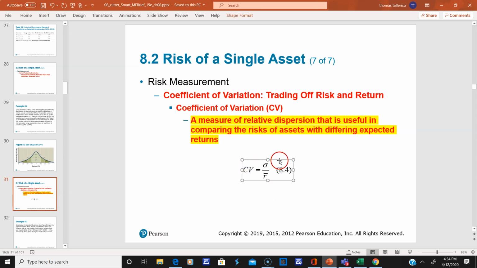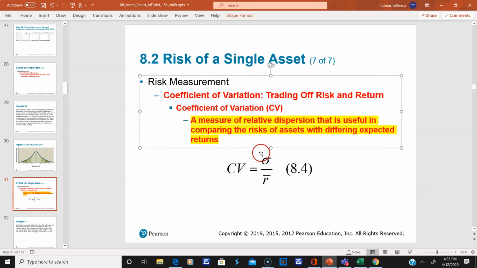Now, you don't have to worry about it. It's quite simple. The math is very simple on this equation. And this is 8.4 in your book. All you do is take the standard deviation that you already calculated and put that in the numerator. Divide that by the expected return, R bar, and that gives you the coefficient of variation. So the way this works is the higher the coefficient of variation, the same as with standard deviation, the more risk.